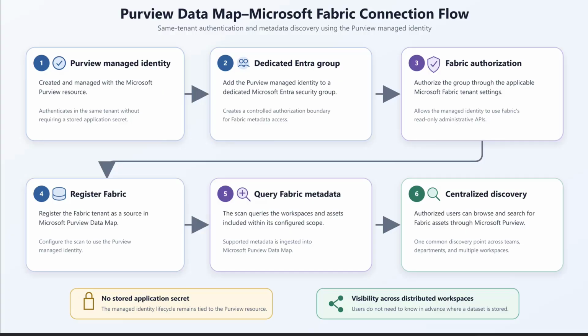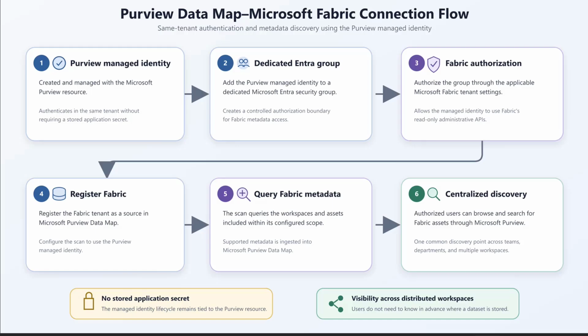Purview managed identity. When the scan runs, Purview queries Fabric for information about workspaces and assets included within the scan scope. Purview then ingests the supported metadata into its own data map in Purview. No application secret needs to be stored when the Purview managed identity is used, and that's why we're using it. That's the most common way to do it, and that's what we're going to use in this module.